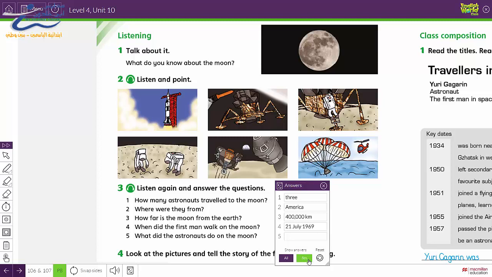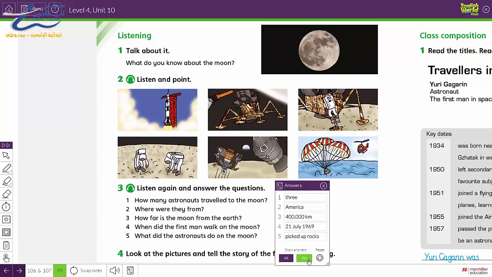Question number 4. When did the first man walk on the moon? Yes, on 21st July 1969. What did the astronauts do on the moon? Picked up rocks.